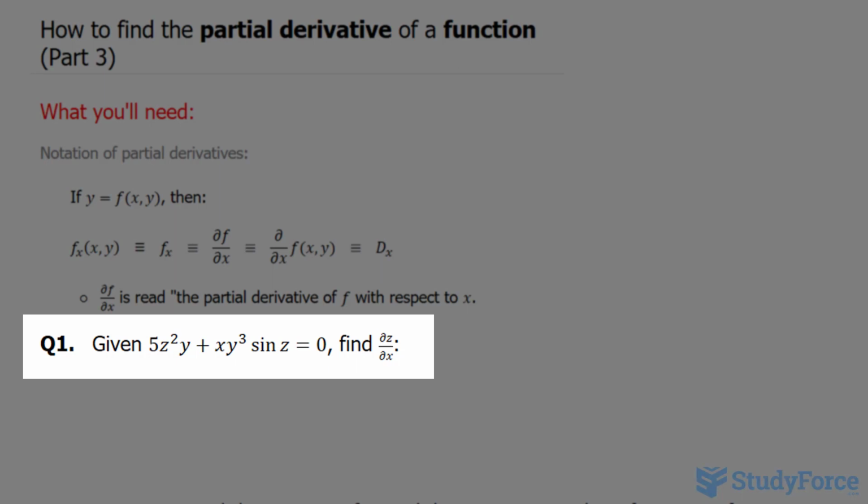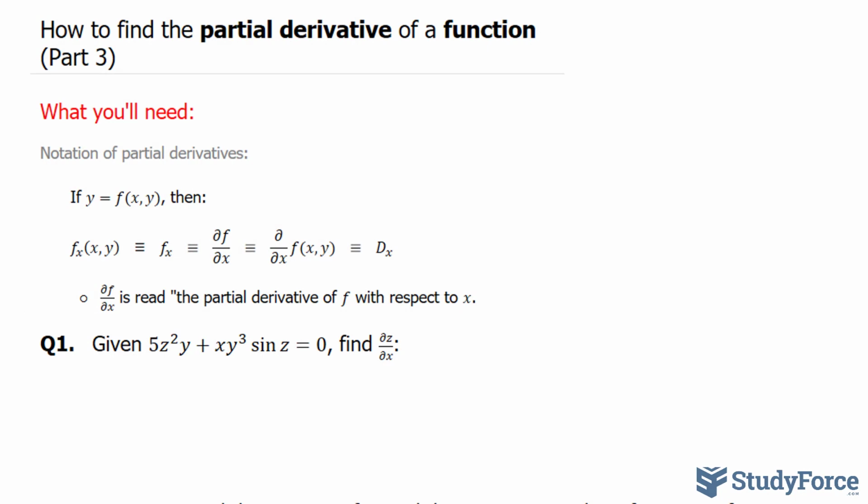partial derivative of our equation z with respect to x. Now, what's interesting about this particular question compared to the ones that we found in part 1 and part 2 is that to find f sub x, we keep y as a constant, but z depends on x. So we'll have to find the partial derivative implicitly.